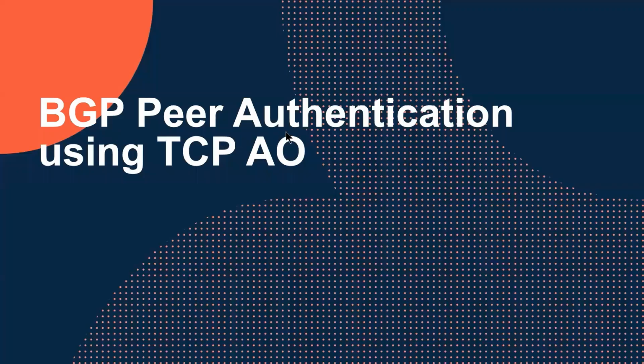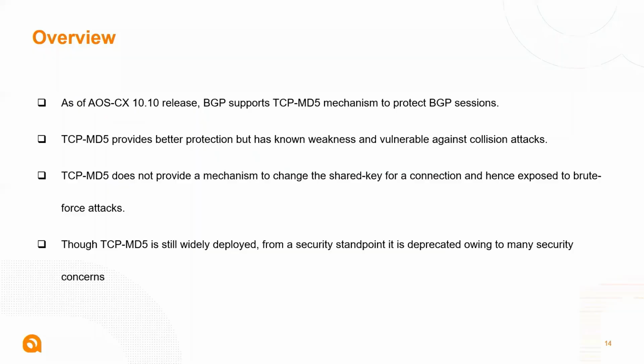Let's see about BGP peer authentication using TCP AO. This is also one of the features added in 10.11 for DoDIN APL certification. BGP authentication enables the routers to share information only if they can verify that they are talking to a trusted source based on the password.